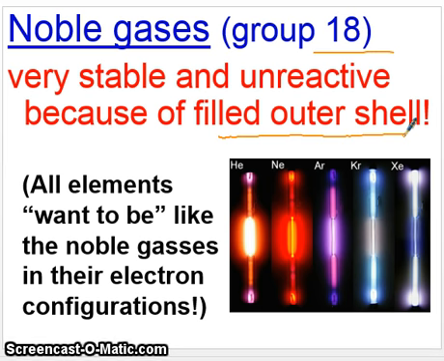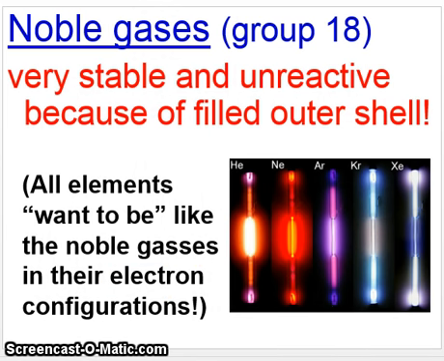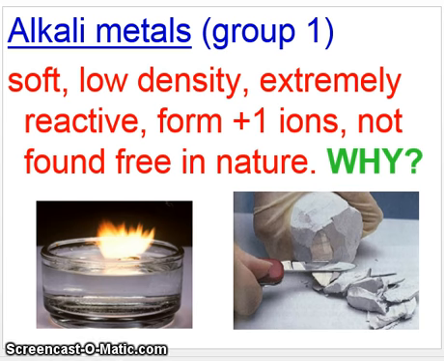They're stable. And every element actually wants to become like a noble gas in terms of its electron configuration. So elements will react to achieve a noble gas configuration, as we'll see. This concept will be very important as we discuss element reactivities. Let's go through some more groups. Now we're actually talking about groups on the periodic table.